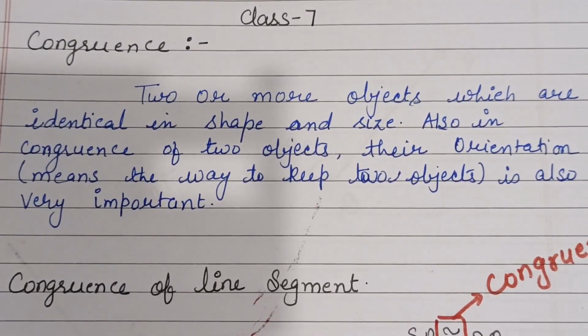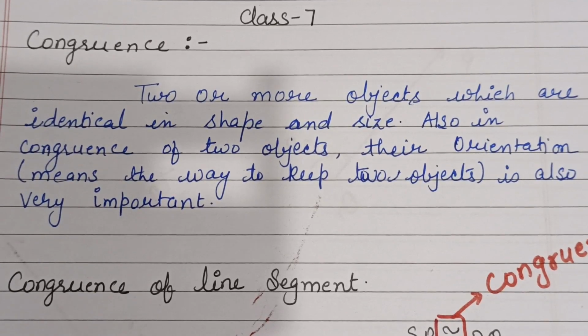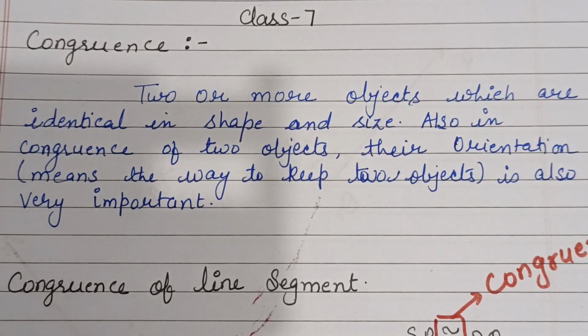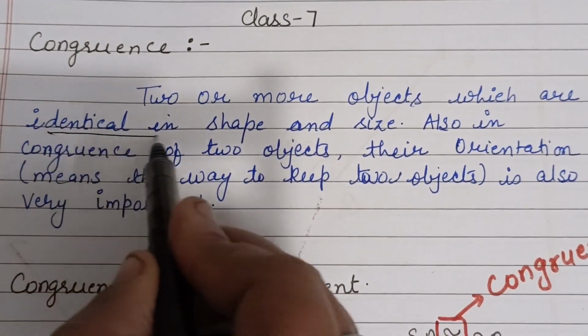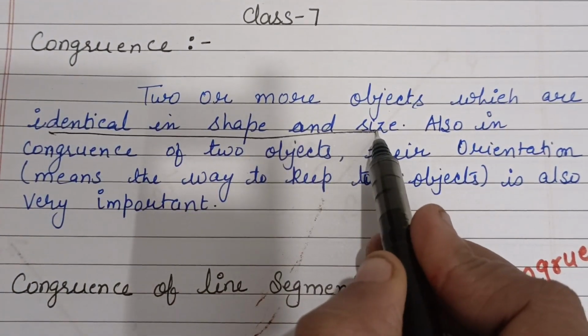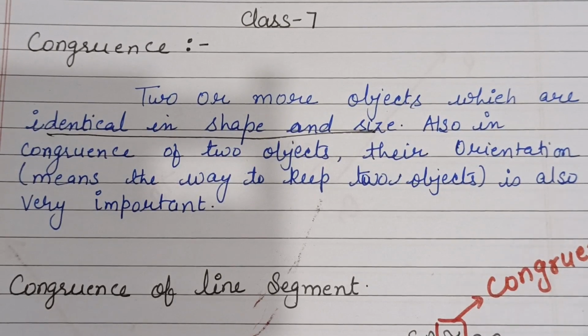So in the case of congruence of any two or more objects, what is important? The shape and size should be identical. Identical in shape and size. As well as it is also important that their orientation should be same.